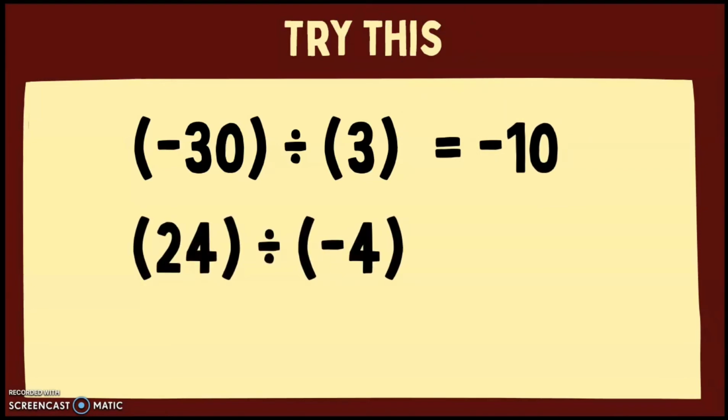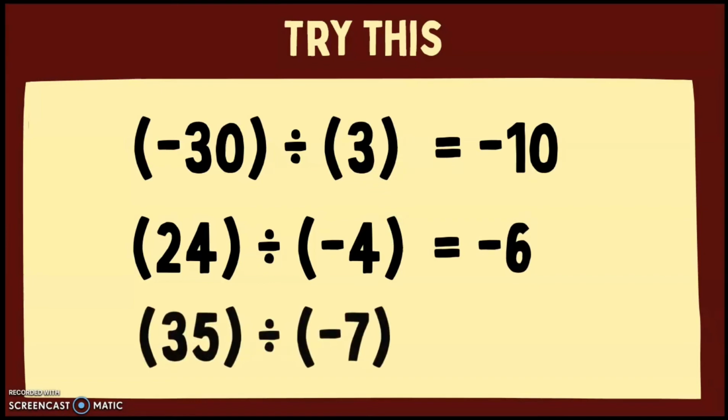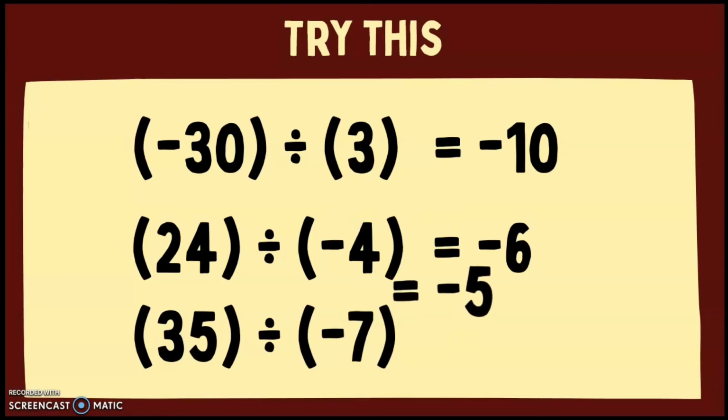24 divided by negative 4. So as you can see, you are dividing numbers with different signs. So the answer is a negative number. So 24 divided by 4 is 6. So the answer is negative 6. Lastly, 35 divided by negative 7. So 35 divided by 7 is 5. But since they are having different signs, so the answer is negative 5.